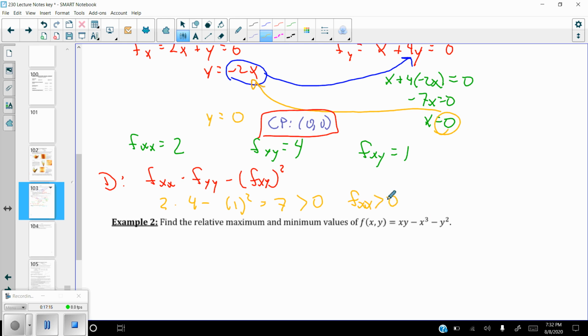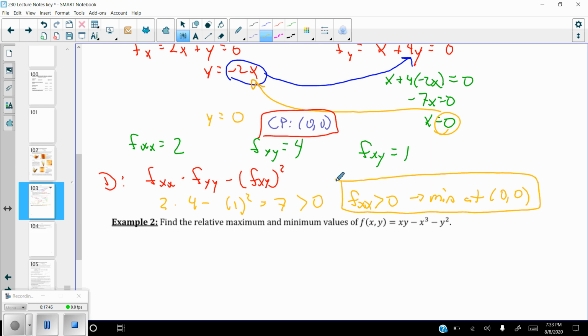So because I have a critical value at 0, 0, and the D value is greater than 0, and the second derivative fxx is greater than 0, that means it's concave up, which means that this is a min. So we have a min at the point 0, 0. And that's what we have to do.